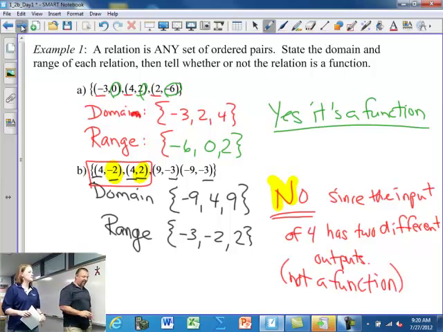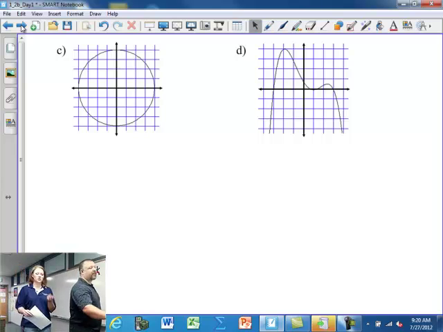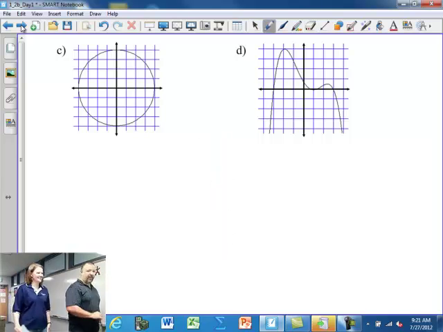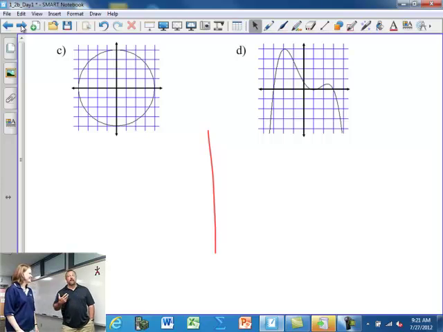Got a couple more examples. This time we're giving you some pictures. How does that change how we look at it? The definition of a function can be looked at in a picture with the vertical line test. The x value, wherever you are, can only have one y value. So what we do is take a vertical line and draw it straight up and down.